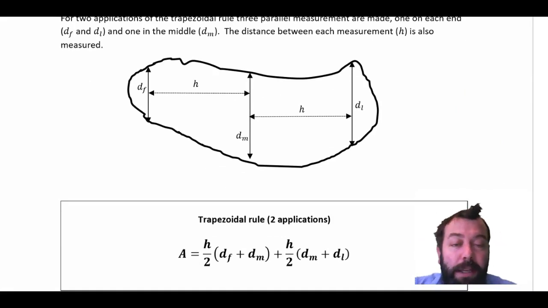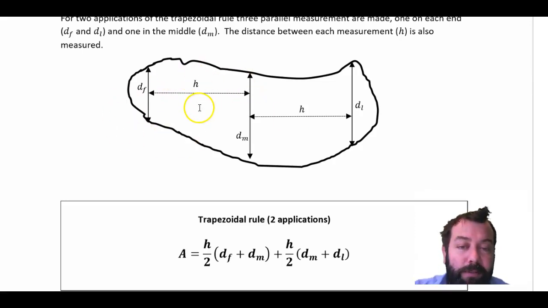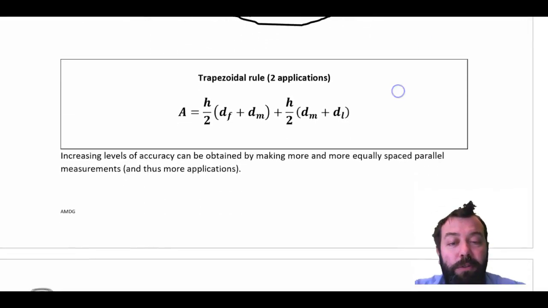And all that's happening here, if you look closely, is I've just got a trapezium on the left and another on the right. We can condense these formulas together, but we could also just look at this trapezium on the left: the average of df and dm, dm meaning the middle distance. Add those two distances together, divide by 2, multiply by the distance between them, which is h. And then do this, dm plus dl over 2 multiplied by h. And that's 2 applications of the trapezoidal rule.